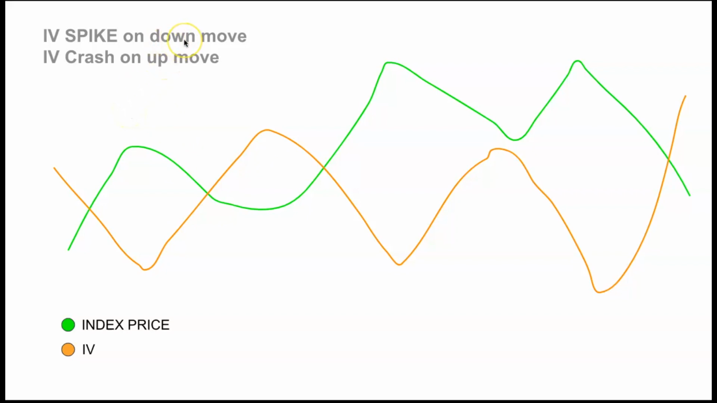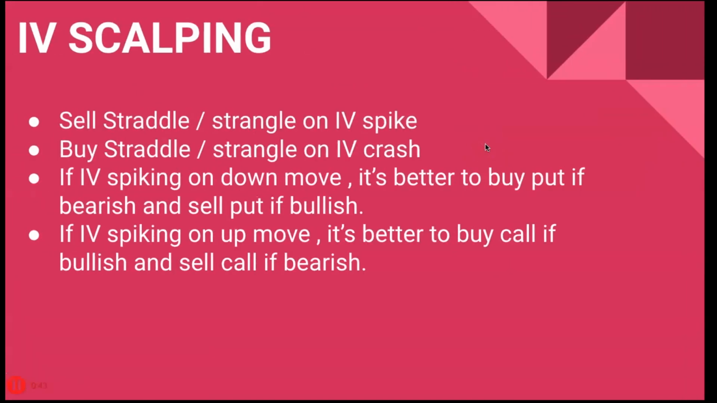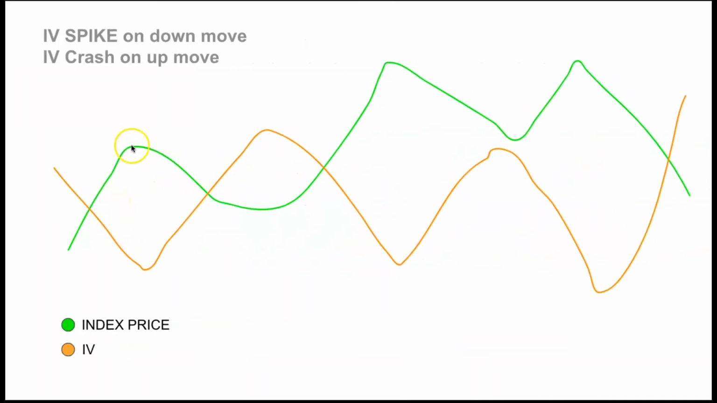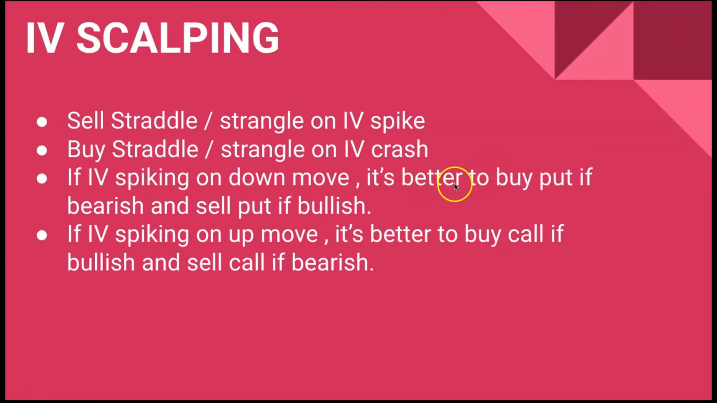Here the panic is on the downside. Most of the retail traders are fearing the downside. So whenever the market is falling, you can see the IV is increasing. I told you it is better to buy the put if bearish. For example, here the market is falling, and you get a sell signal in the zone resistance or in the scalper tool. If you are deciding whether to sell the call option or buy the put option, always remember when the IV is spiking, it is better to buy only. So it's better to buy the put option if bearish.